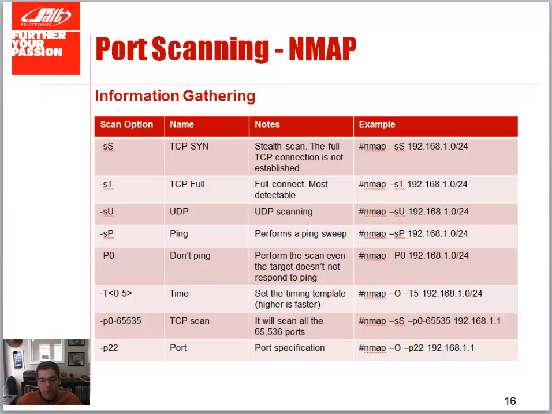So go to BackTrack, do nmap space -sS space and your network. Could be 192.168.1.0/24 or whatever you have for your network. Once you do this, I want you to do it on your real network as well as on the environment that I showed you before. So try to scan the LAN and the DMZ and see what we have.